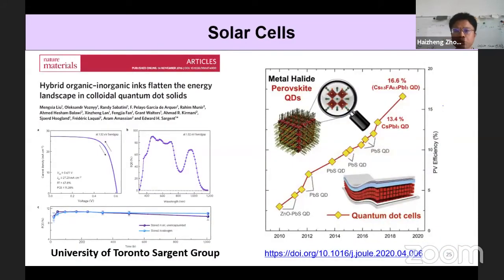Here I list two representative works. One is from Professor Sargent, and they reported PV devices with efficiency approaching 12% in 2016. And with the aid of perovskite quantum dots, the efficiency now approaches 6.6% for the hybrid system from quantum dots.